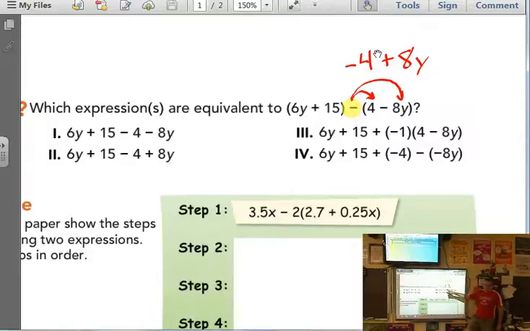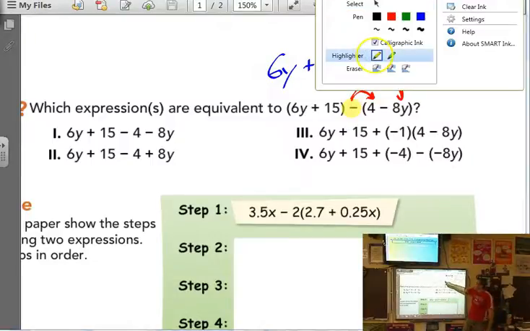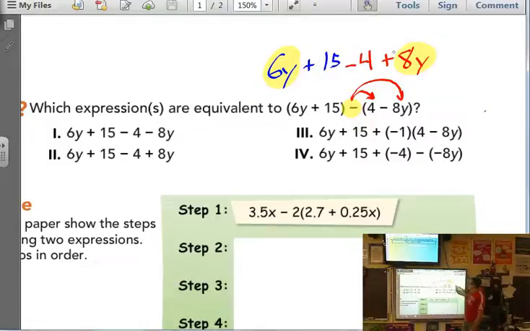Any questions on how my distribution of the minus turned my 4 negative and my 8y positive, or into addition? So what didn't change is the 6y plus 15, because nothing happened to that expression yet. So would that be addition now? So now I can just combine the like terms. I combine my variable term with my variable term and my constant term with my constant term.